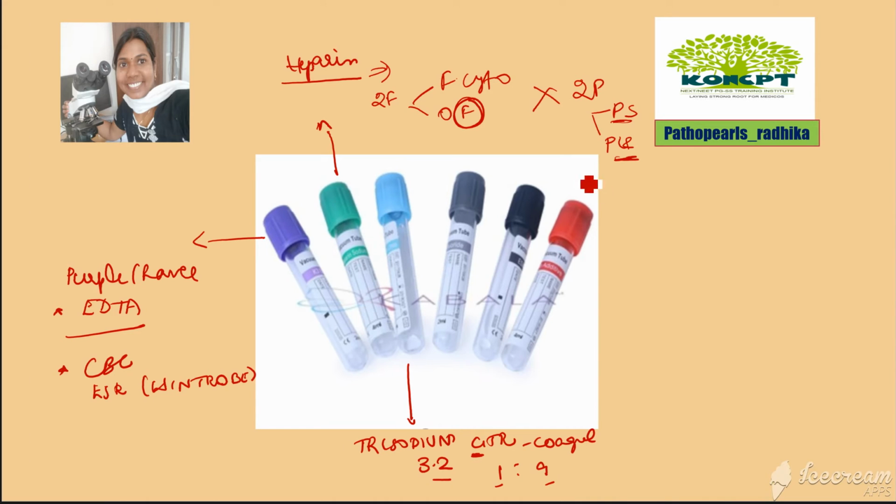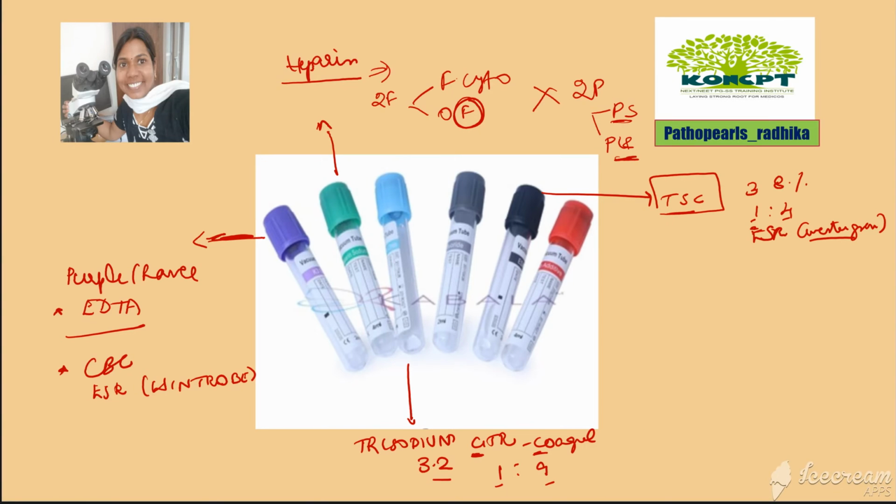So another tube here has got trisodium citrate, which is black colored cap. This also contains trisodium citrate, but this is of different concentration and different ratio. This is 3.8% sodium citrate and the ratio is 1:4, so 1 volume of anticoagulant to 4 volume of blood. This is used for coagulation purpose. This black tube specifically is used for ESR by Westergren's method. So ESR by Wintrob's is EDTA, ESR by Westergren's is black colored tube.